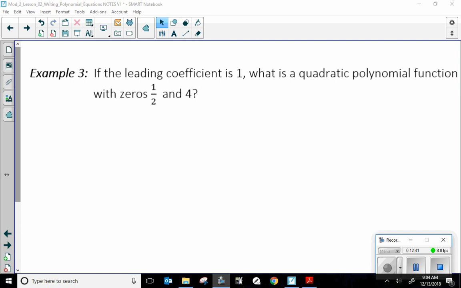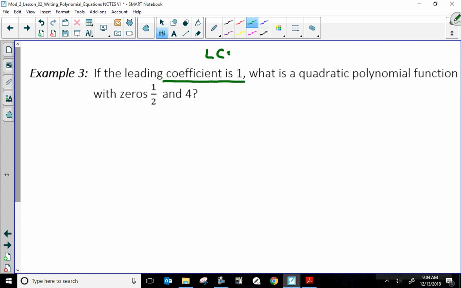Example 3, if the leading coefficient is 1. Okay, so my lead coefficient is 1. Well, let's make a nice equal sign there. What is the quadratic polynomial function? Quadratic means the lead term or degree is going to be x squared. You don't really need to know that. I mean, if you have 2 zeros, that's what you'll end up coming up with. But it's nice. They told us our quadratic should be x squared. If I come up with anything else in my answer than a degree 2, I've done it wrong.